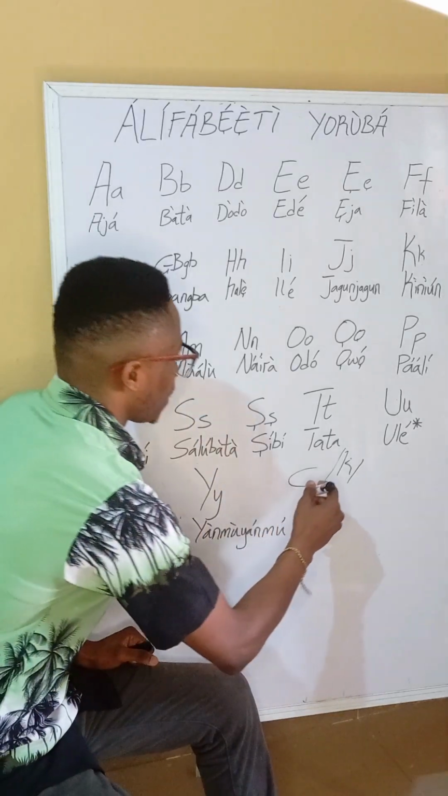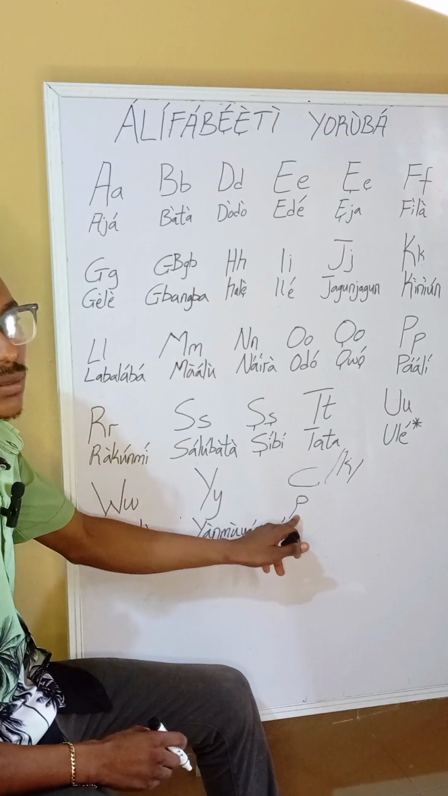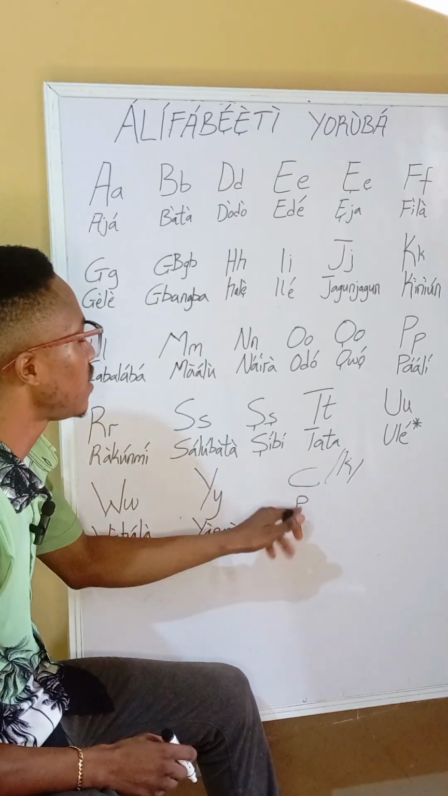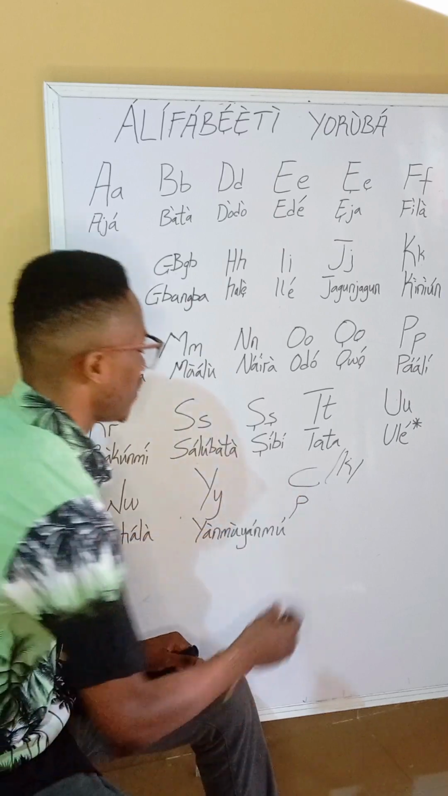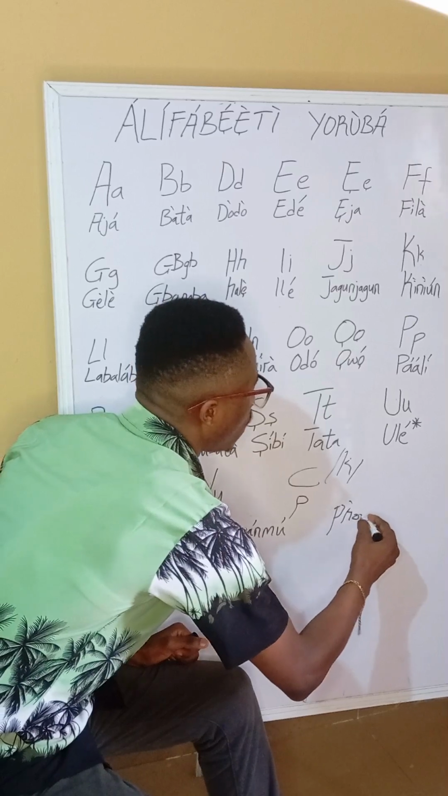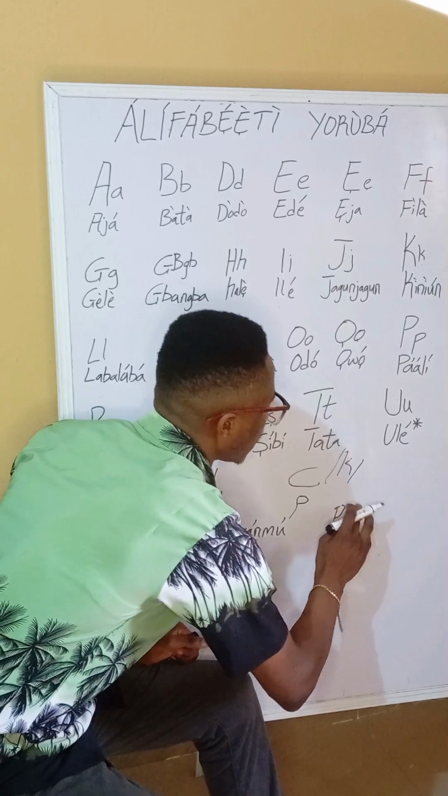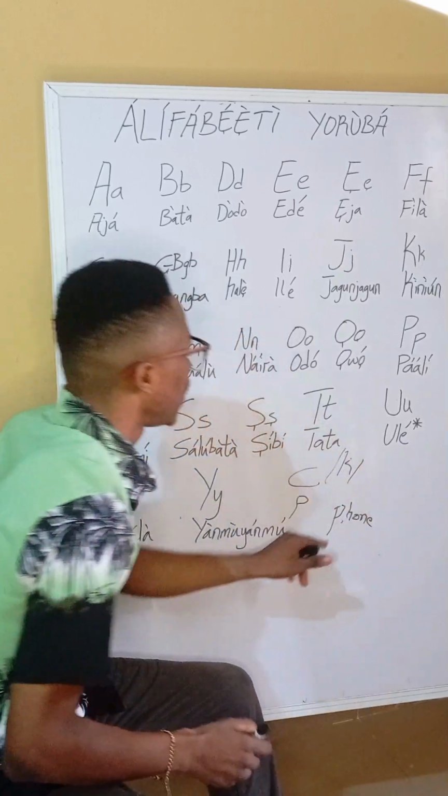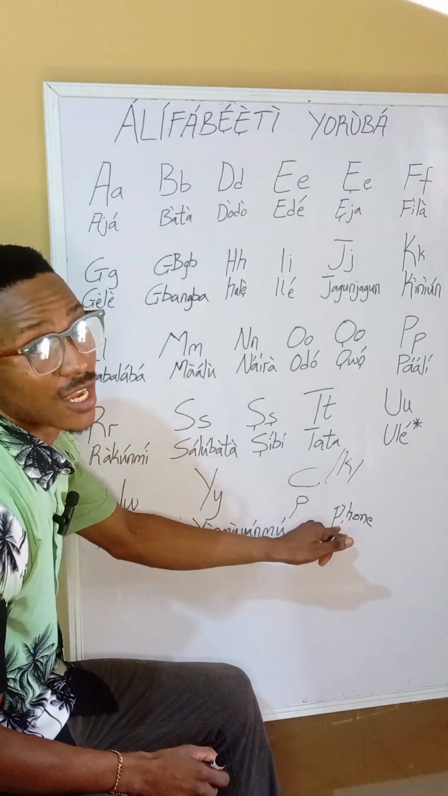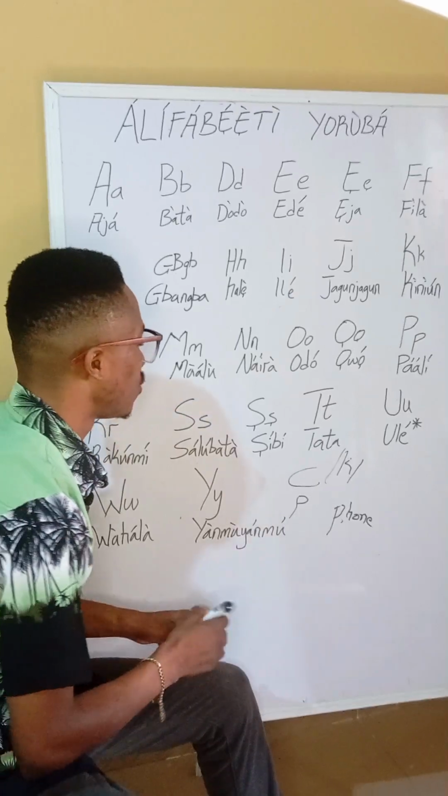Another example is this P. Sometimes you see this in English and you might not actually get to pronounce it as written. For instance, you can have a word like phone. This P should have been pronounced as P, but it is pronounced as F. It is not like that in Yoruba language.